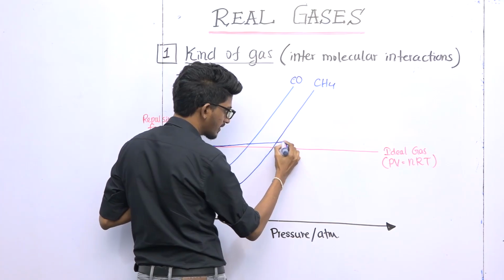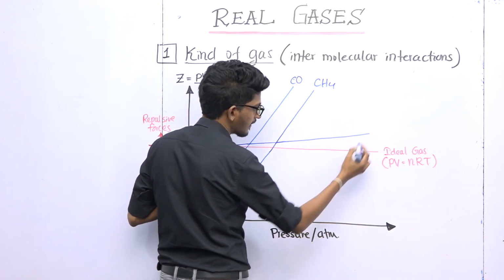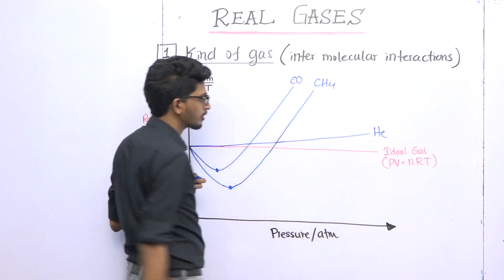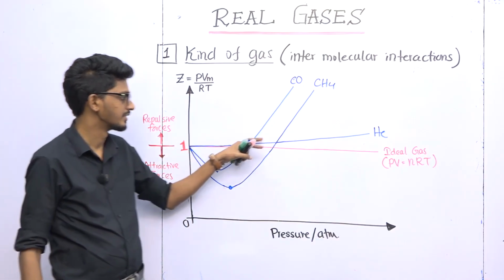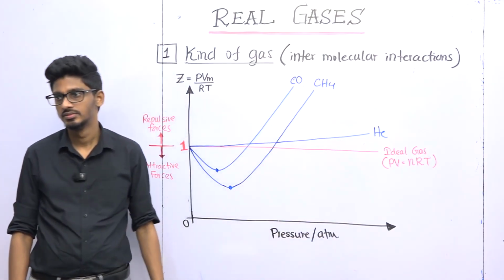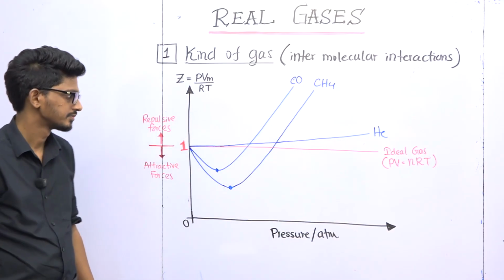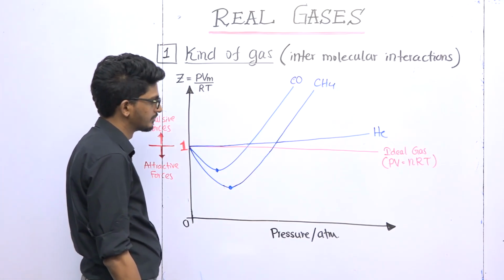Very slight increase. This is what helium does. It is the closest to the ideal behavior, closest to the ideal line, Z equal to 1. That is a special one, helium.